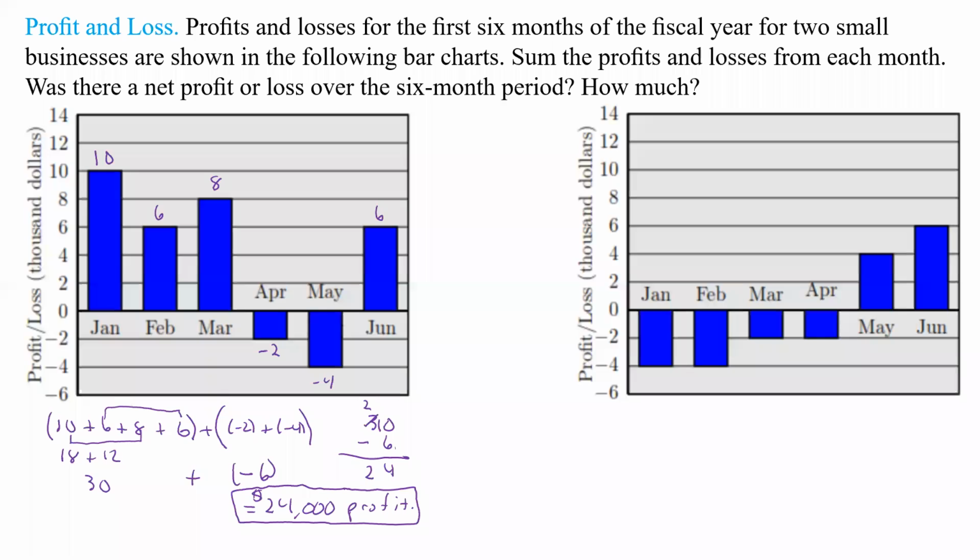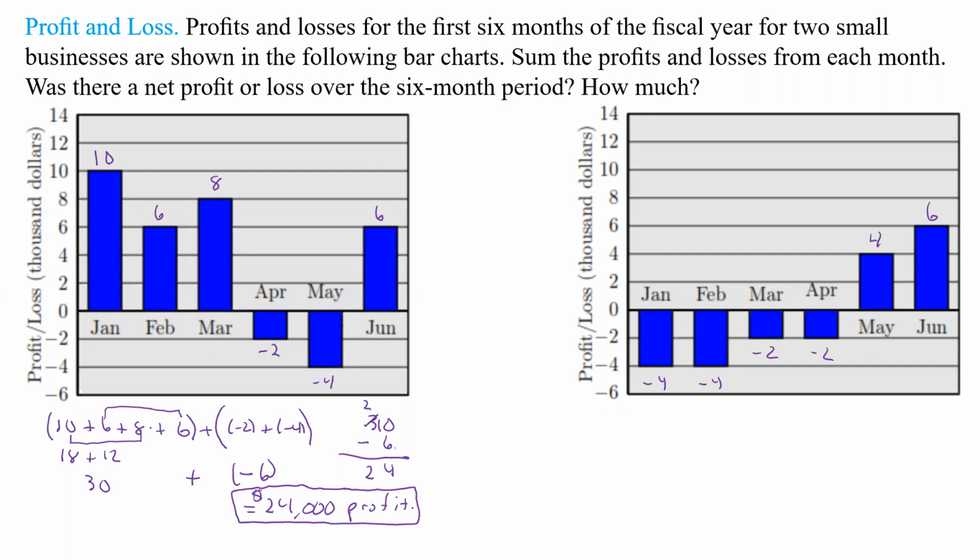Now this next one, it looks like we have more negatives probably than positives, so it's probably going to be a loss, but I could be wrong. I'm just looking, there's more going down than going up, and here we had more going up than down. So here we have a -4, here we have a -4, here we have a -2, -2. Now we have a +4 and a +6.